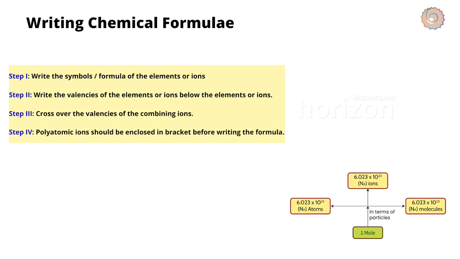The molecular mass or formula unit mass of a substance is the sum of the atomic masses of all the atoms in a molecule of the substance. And the only difference between the two is that we use the word formula unit for those substances whose constituent particles are ions. And finally, a mole of a substance is that amount of the substance which contains the same number of particles, be it atoms, molecules or ions, that are present in 12 grams of carbon-12 atom.